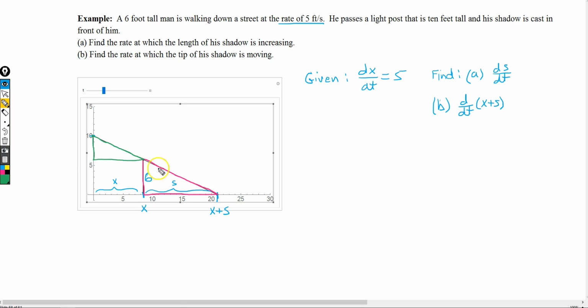Now the red and the green triangle, they're similar triangles. Let's also notice that for the green triangle, the base is x, the same as this distance down here, and the height of this triangle is 4, because the 6 plus 4 gives you the height of the lamppost, which is 10. Now we have our triangles picked out, and what we can say is s divided by 6 is equal to x divided by 4 by similar triangles.